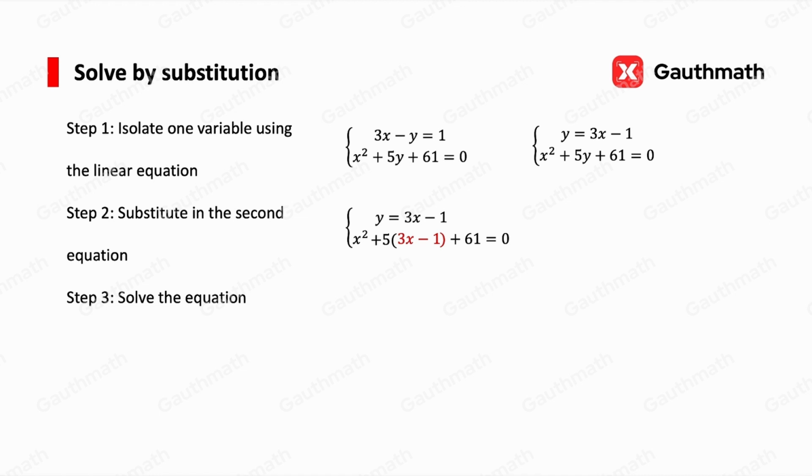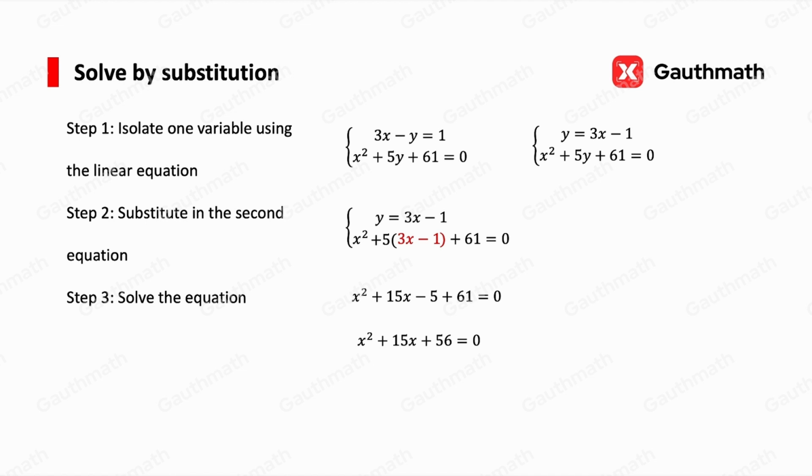And the third step, solve the equation. So we are here to solve the second equation. So we may distribute the 5. So the equation becomes x squared plus 15x minus 5 plus 61 equals 0. And that is x squared plus 15x plus 56 equals 0.